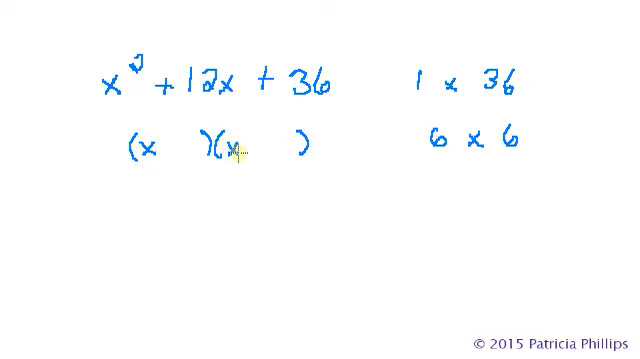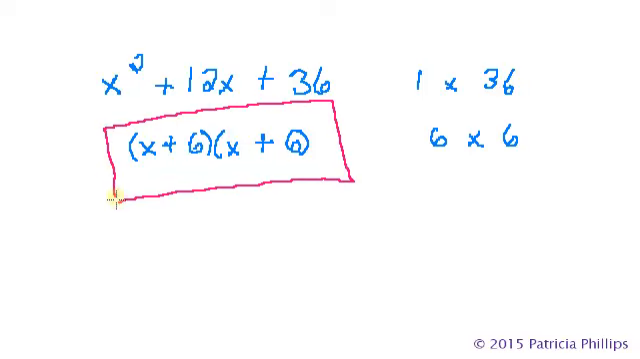x for the first term of both of the binomials, because when you FOIL, this will equal x squared. We decided that 6 times 6 equals 36, so we just put our 6's in. You put a positive sign because c is greater than 0. And that's it, you're done. If you don't believe me, you can FOIL that out and you should get the original trinomial. So this is the correct factorization of that.